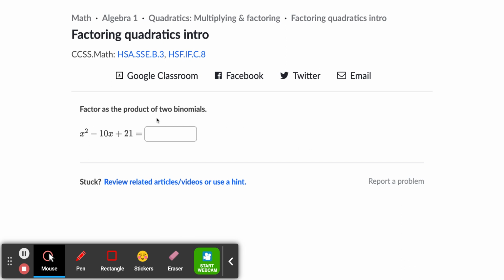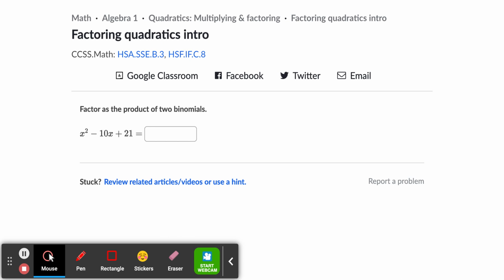Okay, so this is slightly more advanced factoring. We're going to have a trinomial here that we're going to try to break up into two binomials. That's how we factor it, right? If you can rewrite this into the product of two binomials, that means two things are being multiplied. We have factored it.